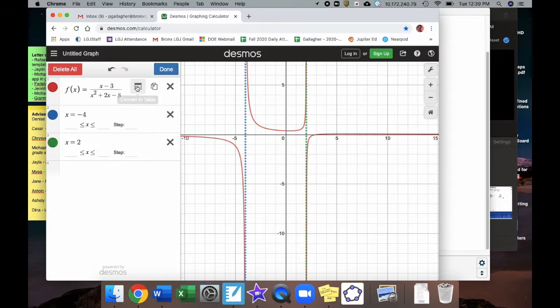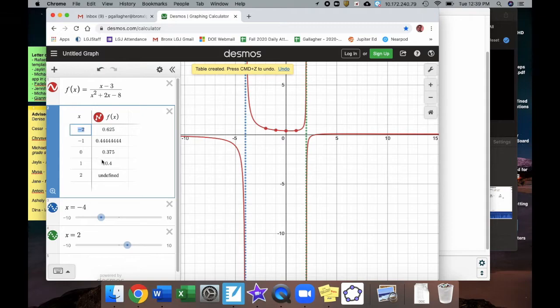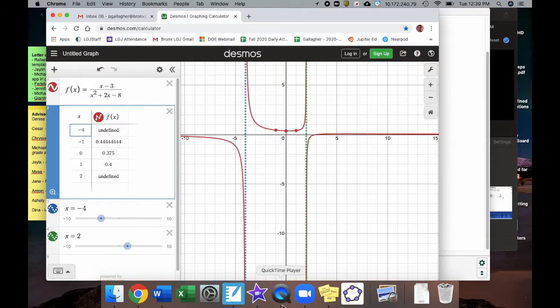So if I go here to Desmos, I've clicked that gear and I'm converting to table. At 2, it's undefined. There's simply nothing to report there. The graph does not exist there. The function doesn't exist there. And at -4, the same thing. It's undefined. So, two ways to check where your undefined values are.